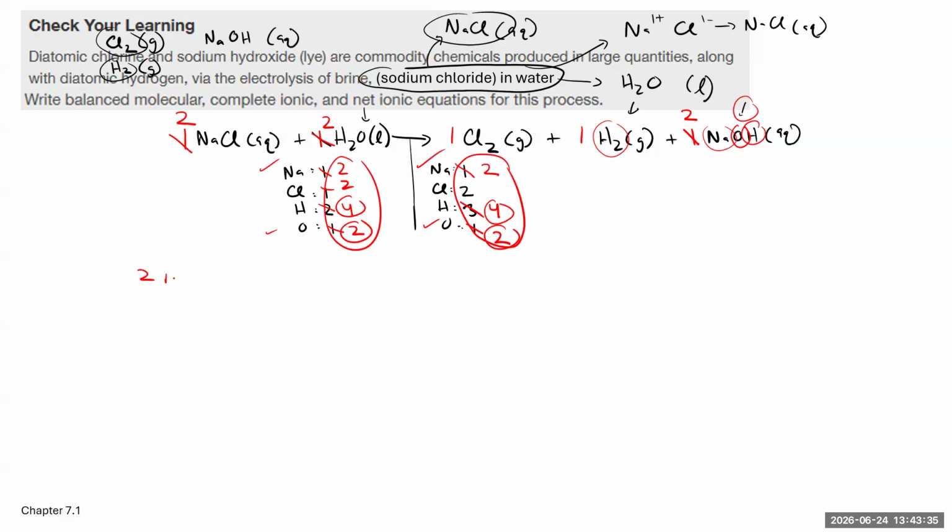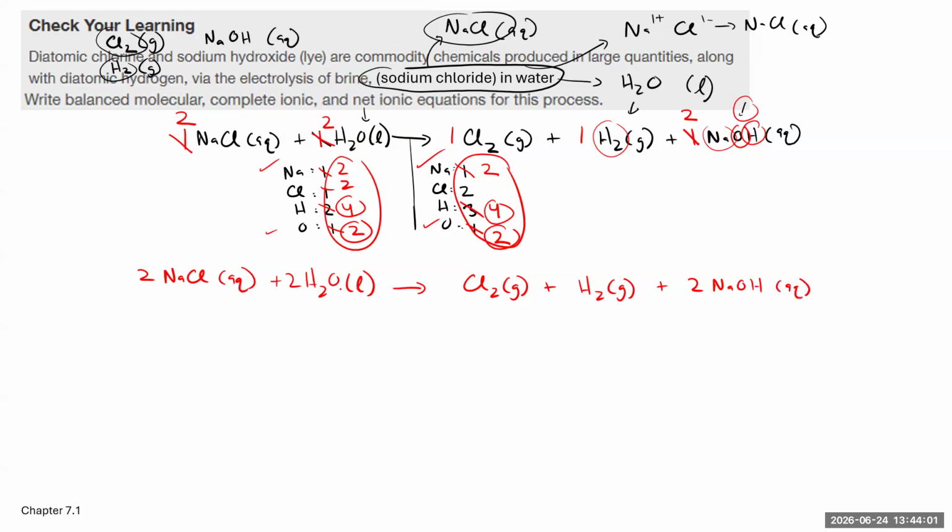2 NaCl aqueous plus H2O liquid, Cl2 gas plus H2 gas plus 2NaOH aqueous.